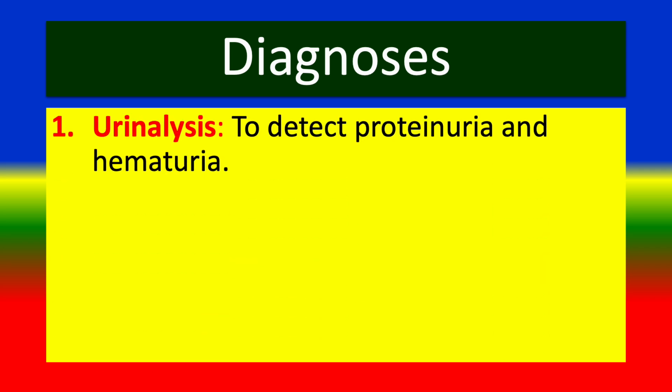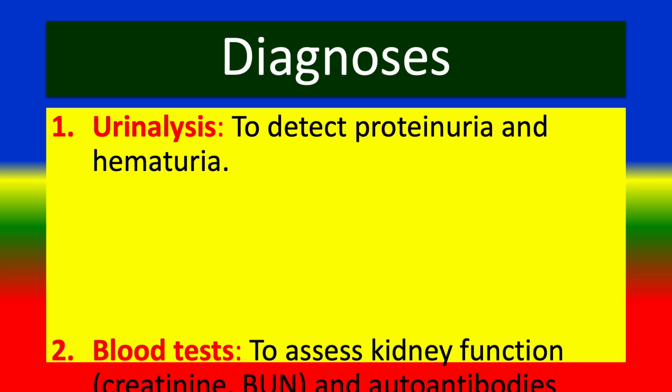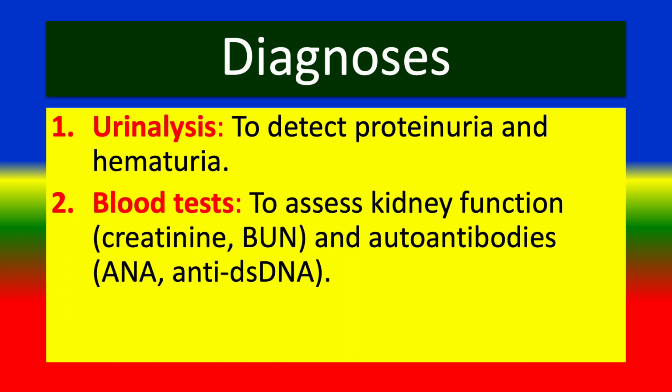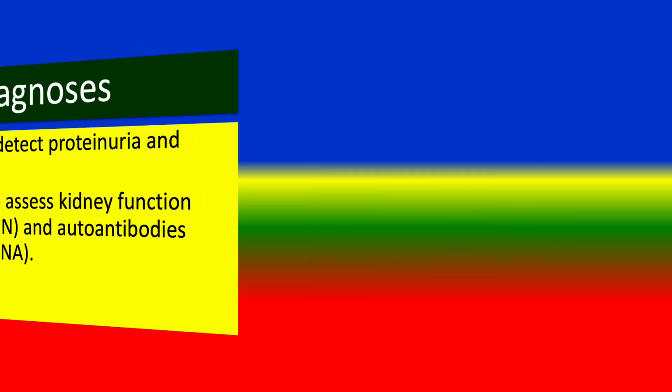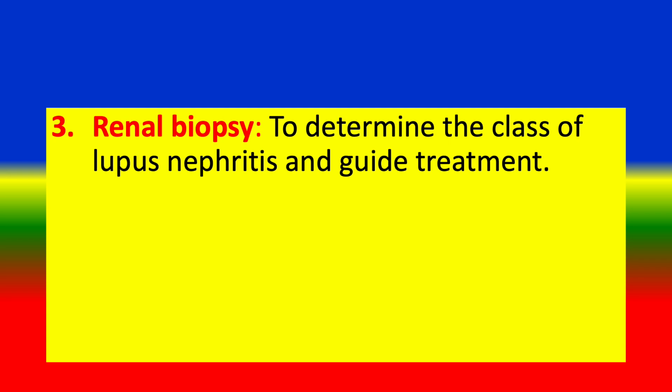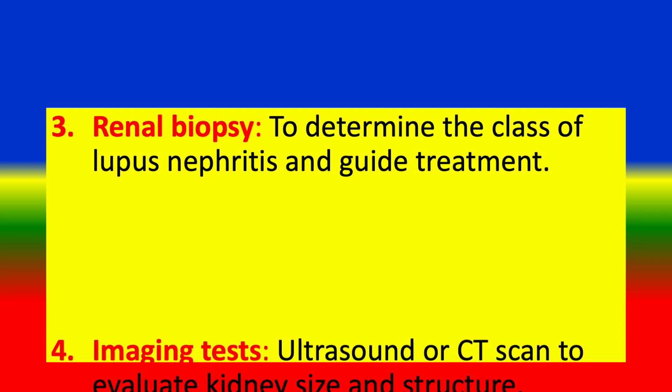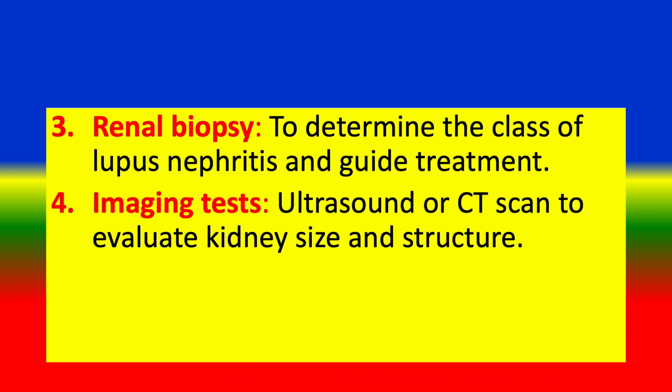Diagnosis: 1. Urine analysis to detect proteinuria and hematuria. 2. Blood tests to assess kidney function, creatinine, and autoantibodies, ANA and anti-dsDNA. 3. Renal biopsy to determine the class of lupus nephritis and guide treatment. 4. Imaging tests: ultrasound or CT scan to evaluate kidney size and structure.